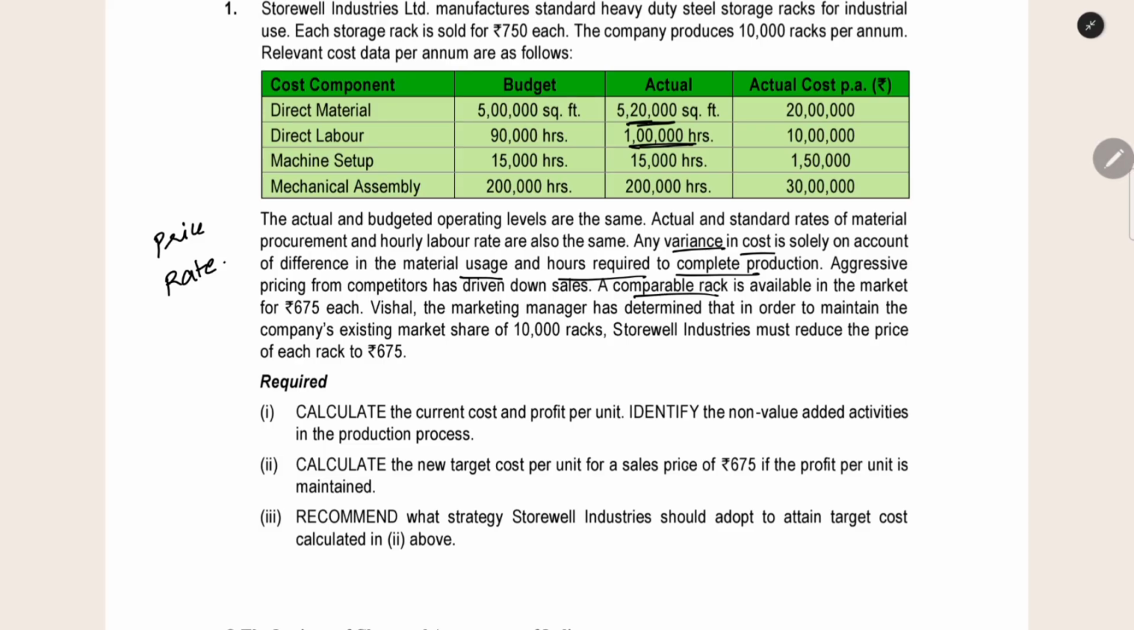Now, a comparable rack is available in the market for 675 rupees each. Another rack, which is similar to our rack, is available in the market. The selling price is 675, but our selling price is 750. Now, the marketing manager has determined that in order to maintain the company's existing market share of 10,000 racks, the company must reduce the price to 675. If we want to maintain the same sales, we should reduce the price, or else the customers will go to the other company and buy their rack. They will not come to us. So we have to reduce the selling price.